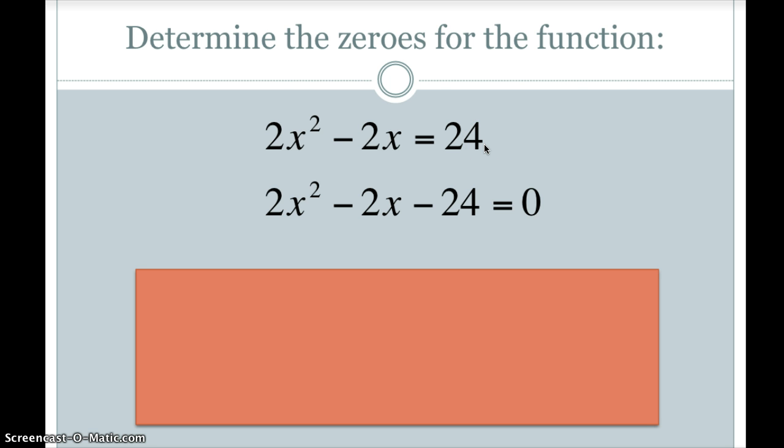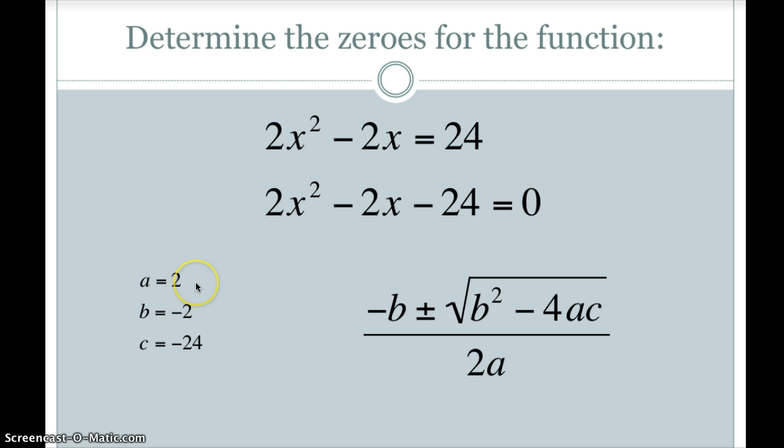Now to start solving any quadratic equation, you need to start by setting the equation equal to 0. In this case, I'm going to do that by moving the 24 to the left-hand side by subtracting it off. 2x squared minus 2x minus 24 equals 0 is our equation that we're going to work with to solve. Notice that it is set equal to 0.